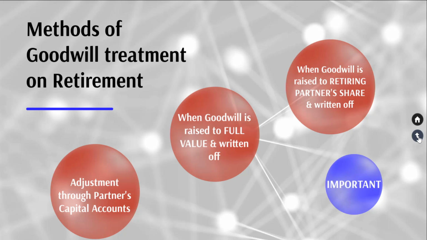So now that we've learnt the three methods of treatment of goodwill at the time of retirement of partner, in the upcoming video, we will see how we will deal with the existing goodwill, that is goodwill which is already appearing in the books at the time of retirement of partner.